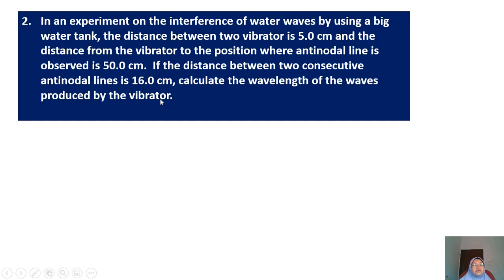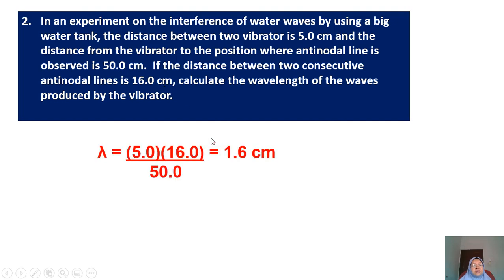Okay, question 2. Experiment on the interference of water waves using a big water tank. The distance between two vibrators is 5 cm. So this is A, 5 cm. The distance from the vibrators to the station where the antinodal line is observed is 50 cm. So this is D. The distance between consecutive antinodal lines is 16 cm. Right? This is X. So lambda is 5 times 16 over 50. The same unit, right? So we get 1.6 cm.